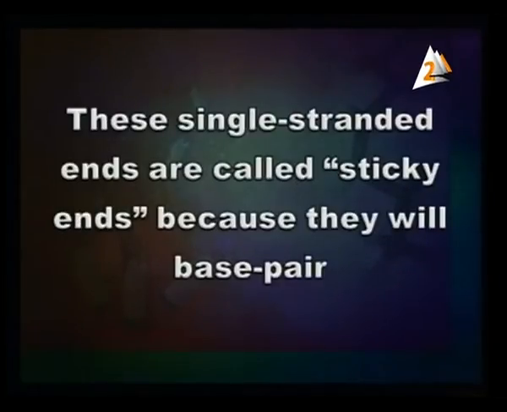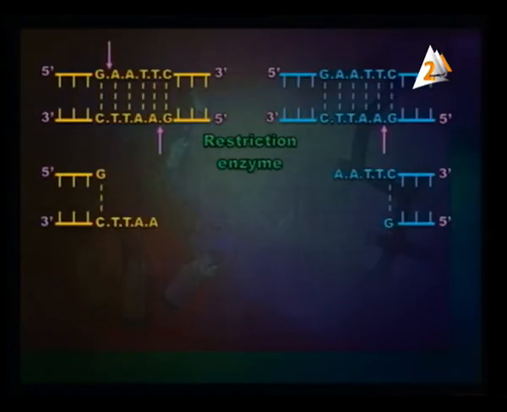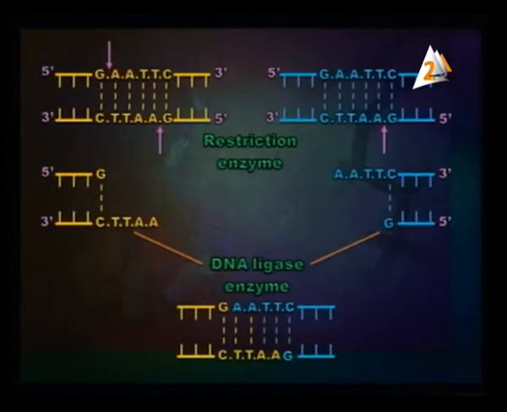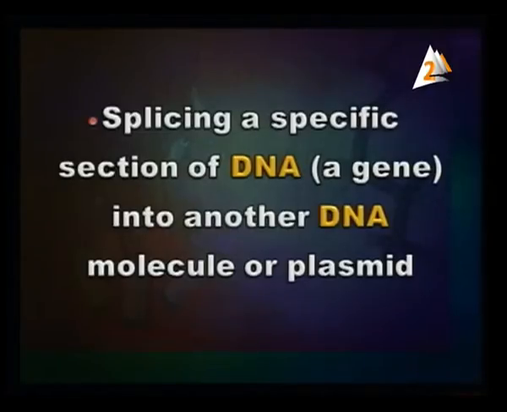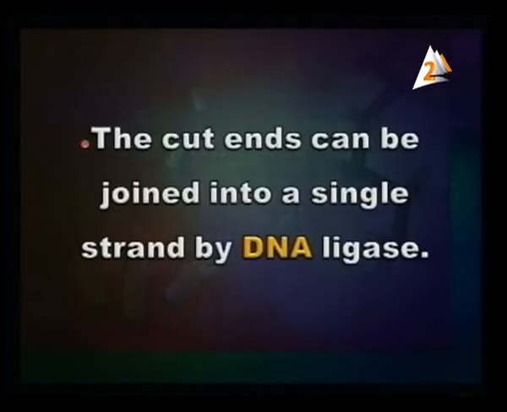Then the two ends we call sticky ends because they will base pair with any other single-stranded ends and produce a new one. But there is a very, very important condition: the new strand which is base paired with these sticky ends must be produced by the same restriction endonuclease. Then the splicing of a specific section of DNA into another DNA molecule or plasmid. Breaking DNA into pieces with known nucleotides at their ends by the same restriction enzyme. Cut ends can be joined into a single strand by DNA ligase.